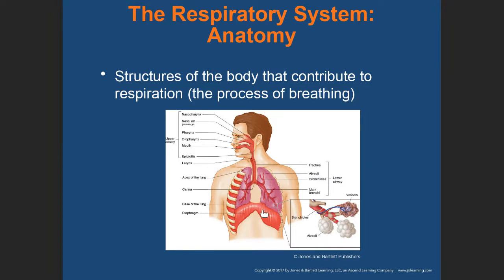Yes, Mr. Washington, go ahead. Sir, repeat the name of the space between the right and the left lungs. Mediastinum. All right, sir.